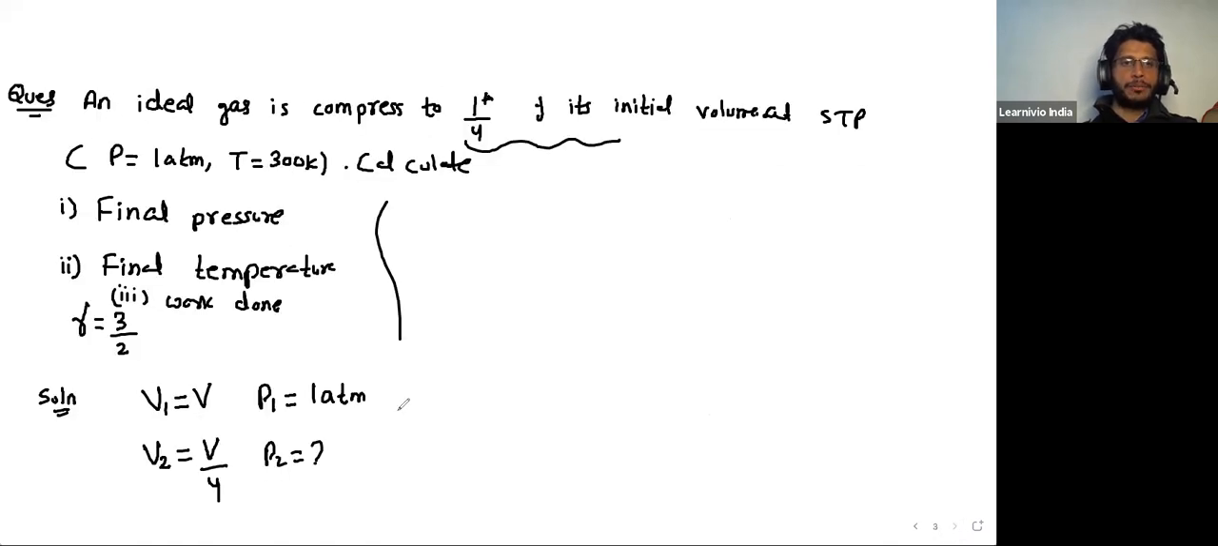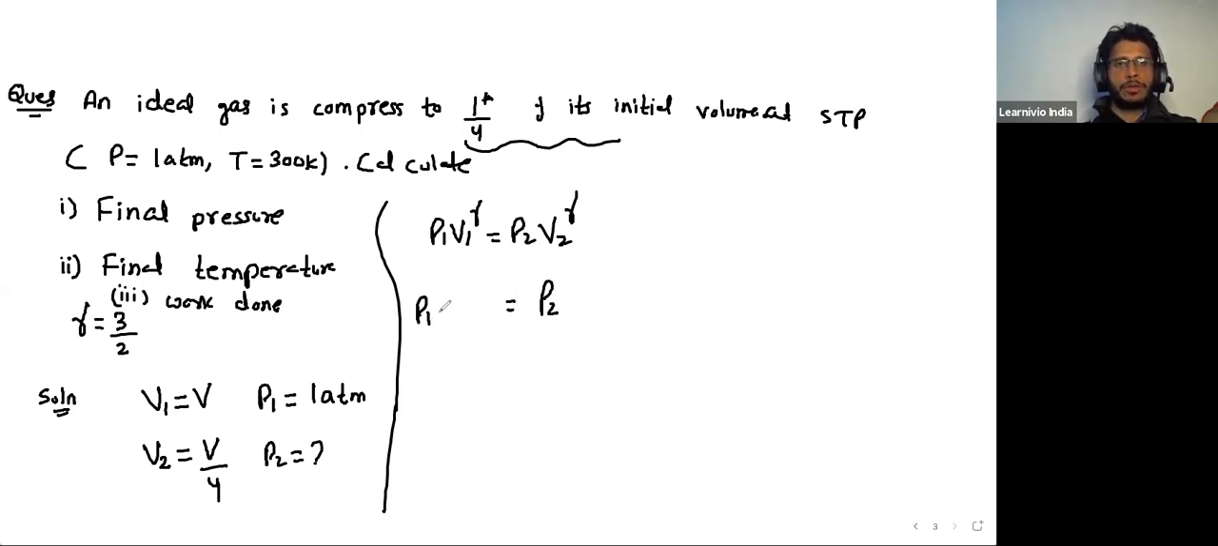So we will use P1 V1 to the power gamma is equal to P2 V2 to the power gamma. So you can calculate P2 from here. P2 is P1 into V1 by V2 to the power gamma. So how much is P1? P1 is 1 atm. How much is V1? V1 is V. How much is V2? V2 is V by 4. And how much is gamma? Gamma is 3 by 2. This is equal to P2.